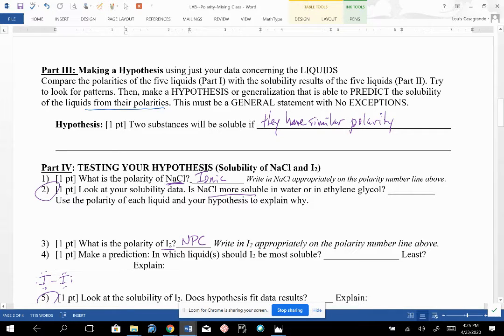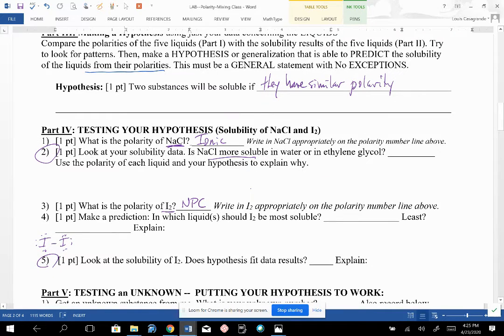Now let's go look at iodine. First, if you make the prediction, hopefully you should understand the prediction that iodine should be most soluble in the nonpolar things, cyclohexane and hexane, and the least soluble would be in water. I want you to explain why that is. So explain why that is.